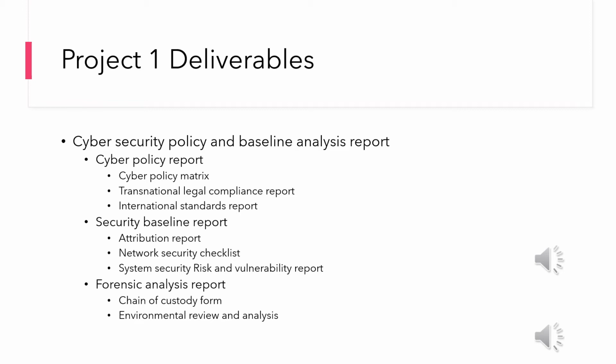The Attribution Report identifies the nation responsible for the anomalous network activity and discusses how this will impact international relations. The Network Security Checklist takes inventory of the network software and hardware components to ensure multi-level security. The System Security Vulnerability Report identifies threats to our nations and communication systems and discusses the impact of one of those vulnerabilities being exploited.